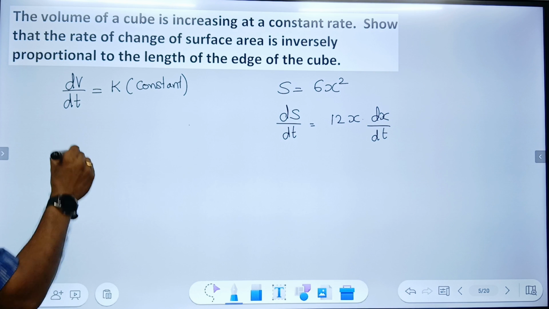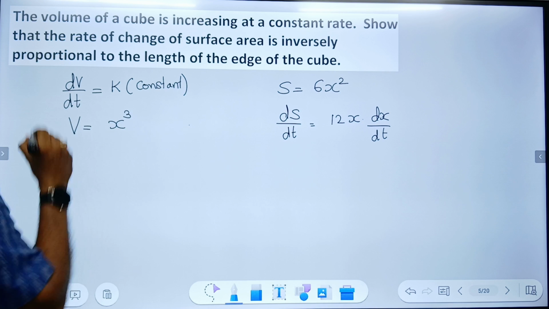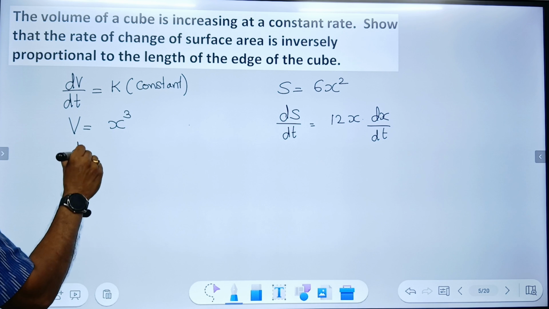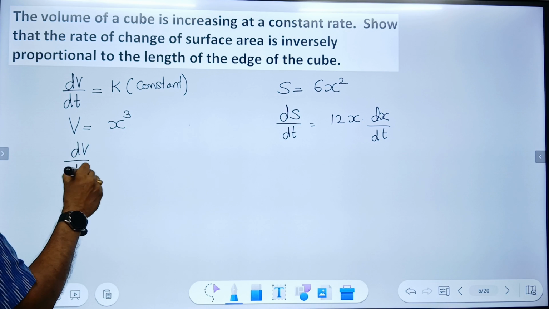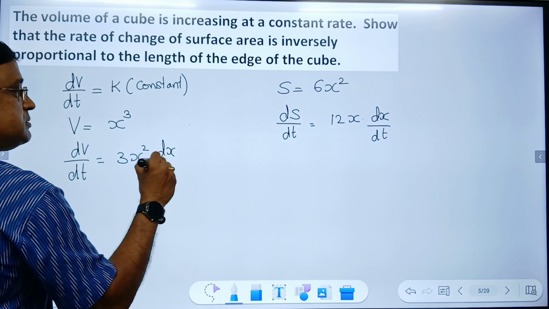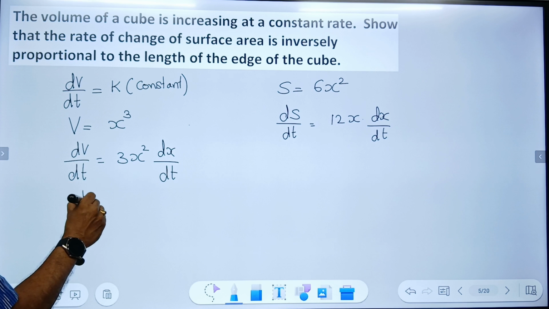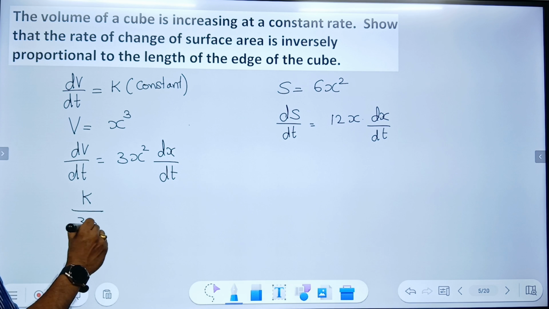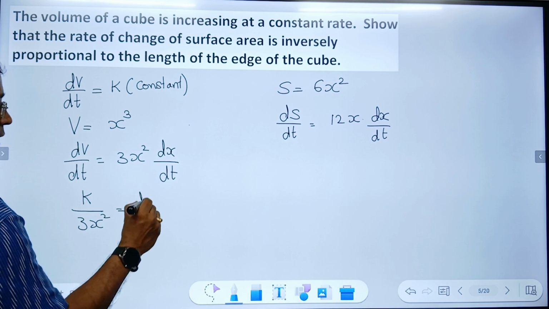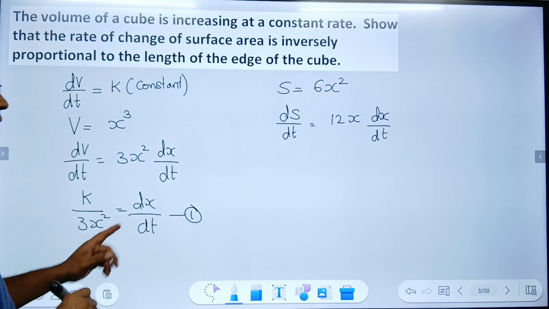So what I will do, I will go to the volume. What is volume of a cube? Volume of a cube is x cube. Now find dV by dt. So what is dV by dt? It is 3x square into dx by dt. Now clearly dx by dt is k by 3x square. Call this as 1. I'll substitute this here.